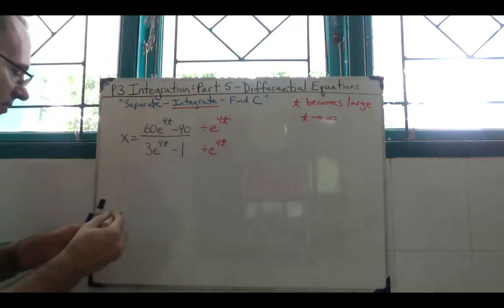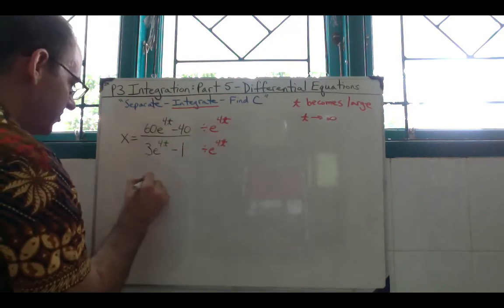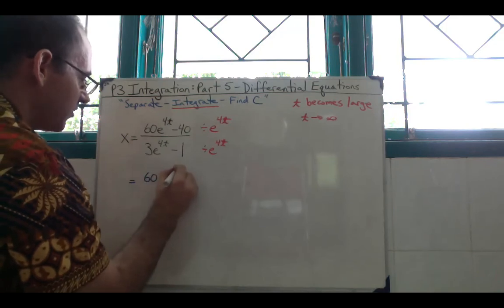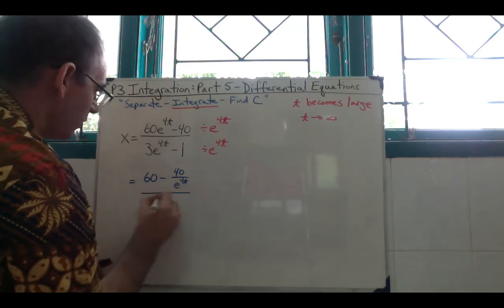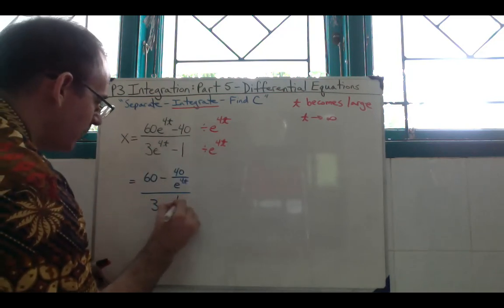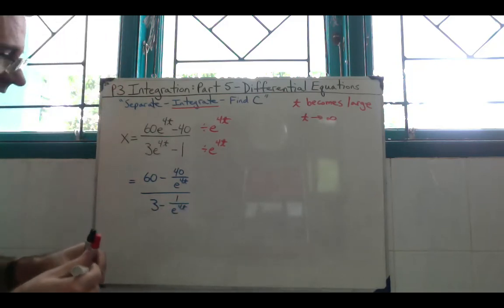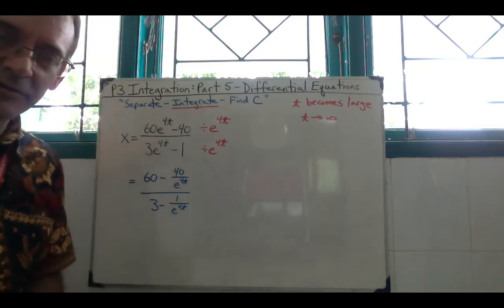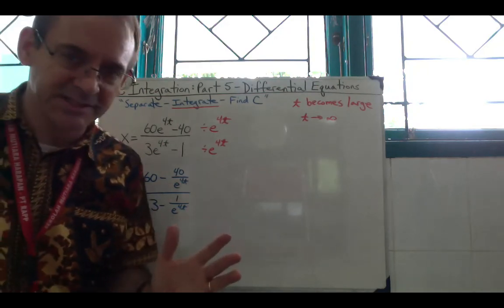What that gives us is, when you divide by e^(4t), this just becomes 60. This is 40 over e^(4t), over, this now just becomes 3 minus 1 over e^(4t). Now you might look at that and say, how does that help? It doesn't really make it look any better. What's the difference? Well, the difference is this.